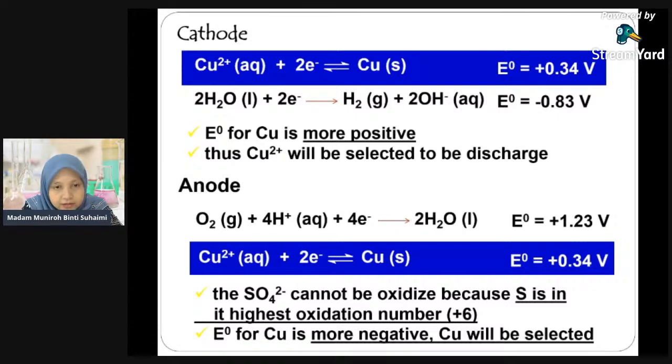because the sulfate cannot be oxidized because sulfur is in highest oxidation number which is positive 6. E0 for copper is more negative, copper will be selected. So for active electrode and anode, copper will be selected. This is a product for active electrode.